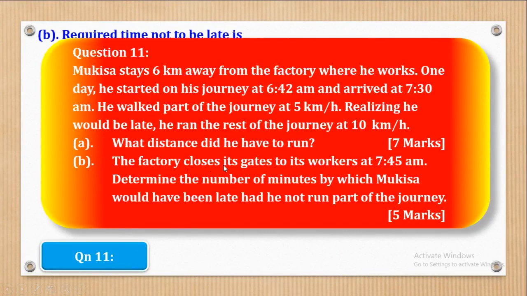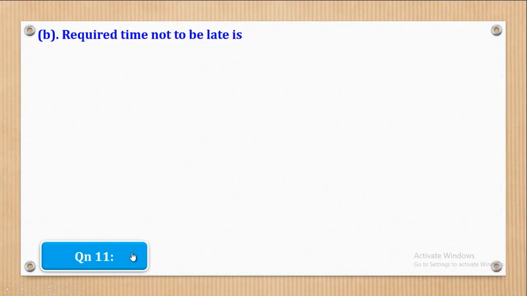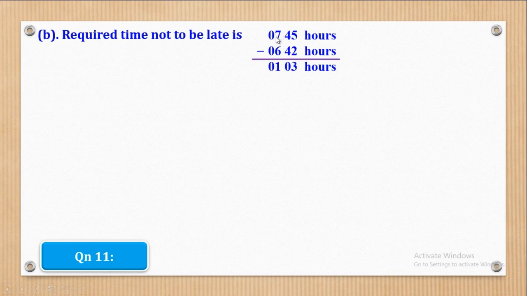Part B, they say the factory closes its gates to its workers at 7:45 a.m. Determine the number of minutes by which Mukisa would have been late had he not run part of the journey. So required time not to be late: remember this is the time when they close the gates. So 7:45 a.m. in 24-hour clock will be 07:45 hours. Then 6:42 a.m., which is the time when it started, in 24-hour clock will be 06:42 hours. When I subtract the 2, I'll come up with 01:03 hours.